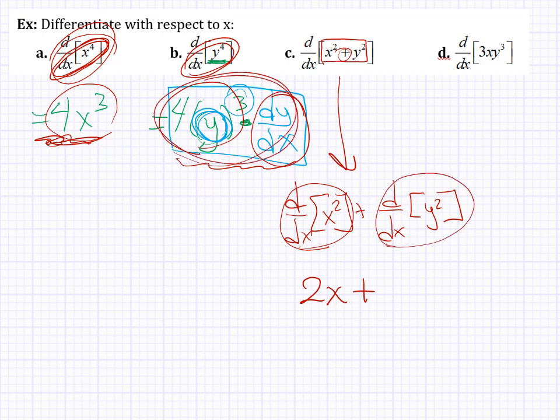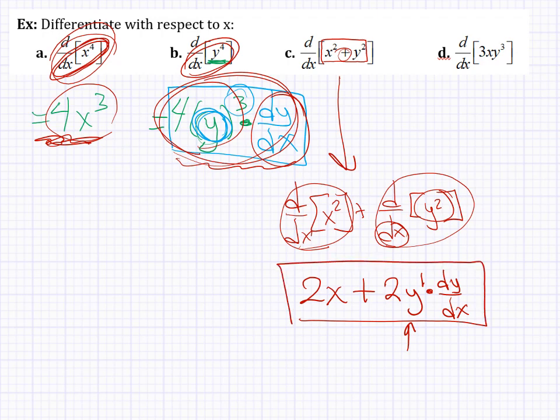Plus, if I want to take the derivative with respect to x of y squared, that's a lot like this one here, and I would think of it as the power part first, and the inside function stays the same. And then, since this is implicit, because these variables are not the same, I would multiply by the derivative of the inside, the derivative of y with respect to x. And so this would be the derivative with respect to x of this entire expression. Okay, we have one more to go.